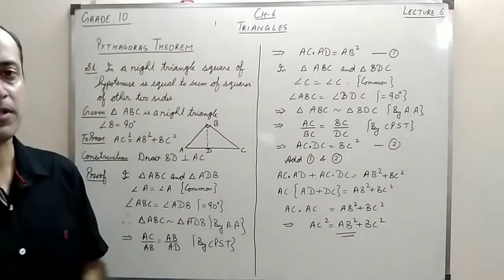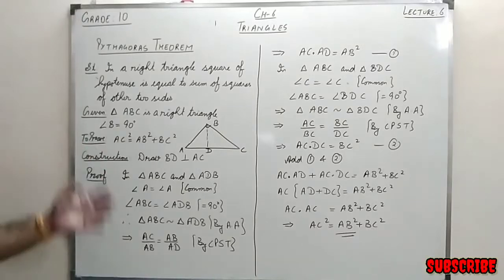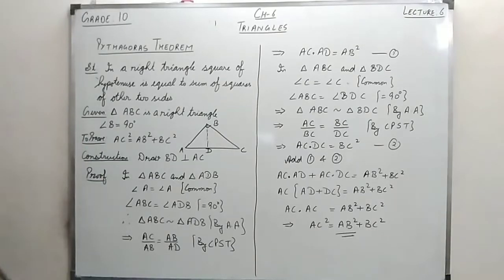First of all, we talk about the statement of the Pythagoras theorem. It says in a right triangle, the square of the hypotenuse is equal to the sum of squares of the other two sides. So if we have a right angle triangle, then the square of the hypotenuse is equal to the sum of squares of the other two sides.